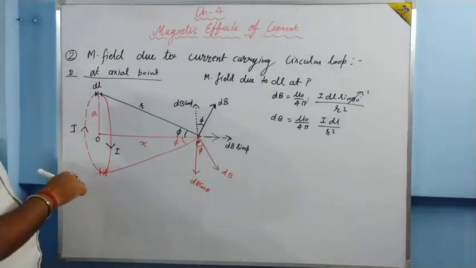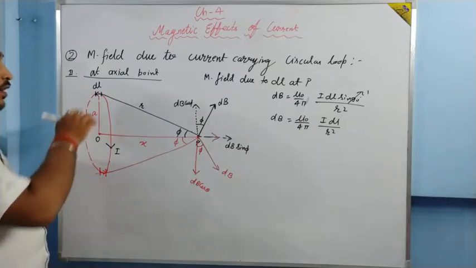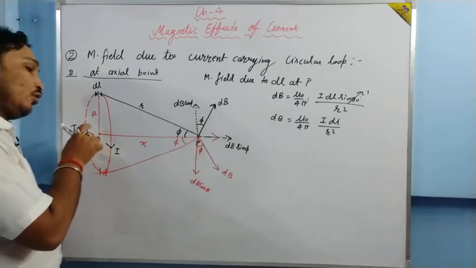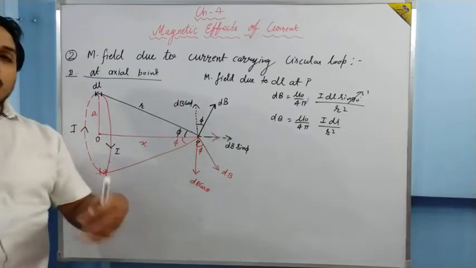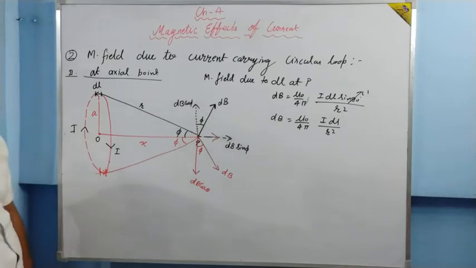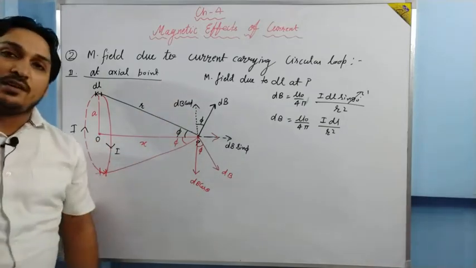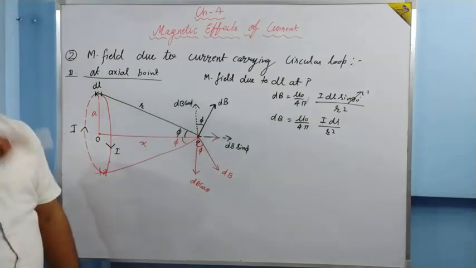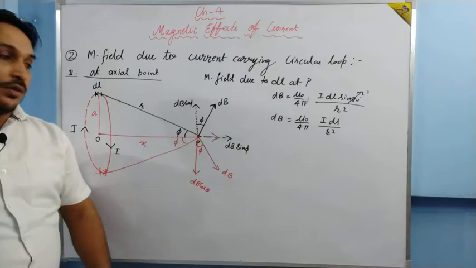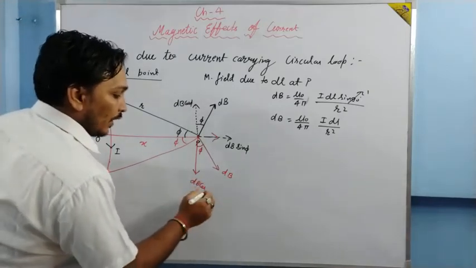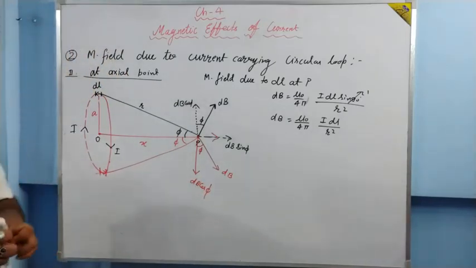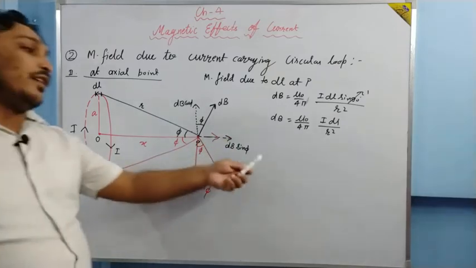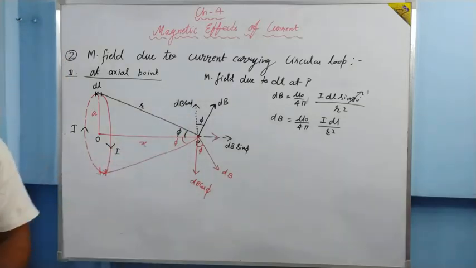For any two points which are diametrically opposite, at opposite ends of a diameter, dl at the top, dl at the bottom, dl of this side, dl of that side, for those two points, dB cos phi will be cancelled out. What will we have? Only dB sin phi. So for the whole circumference, dB cos phi will be cancelled out, and we are going to have only dB sin phi. So it's better to integrate dB sin phi only, because dB cos phi is 0 over the complete ring.